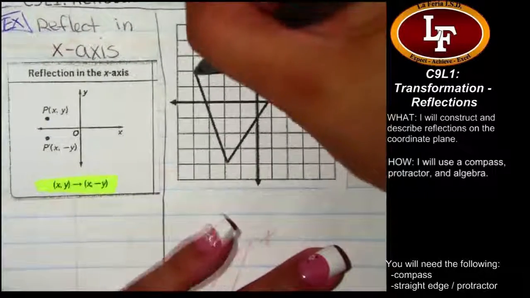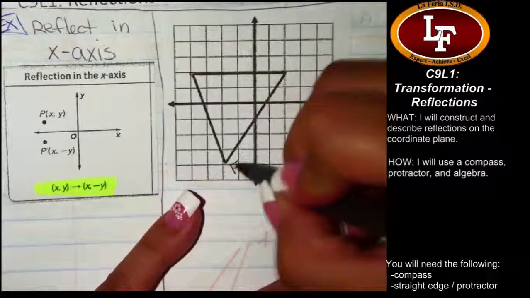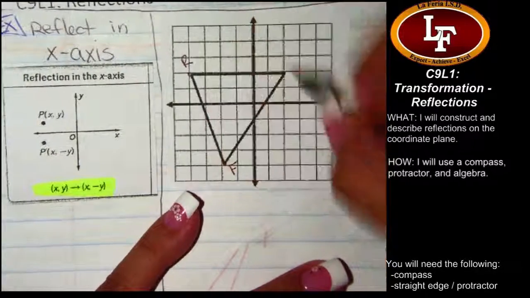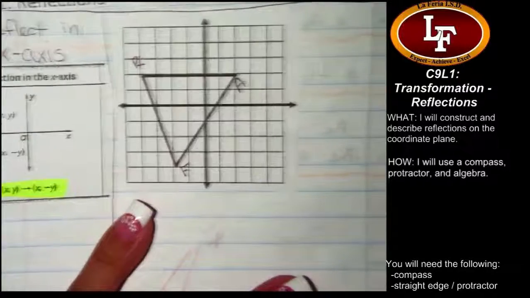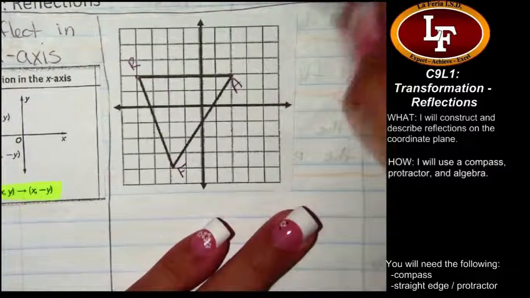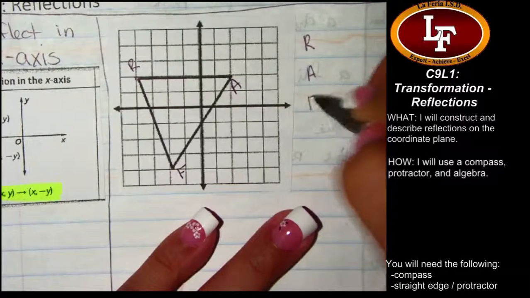I need to name these vertices. Go. I heard F. I heard R, and I heard A. All right, what we're going to do is I want you to please list the coordinates for those points.